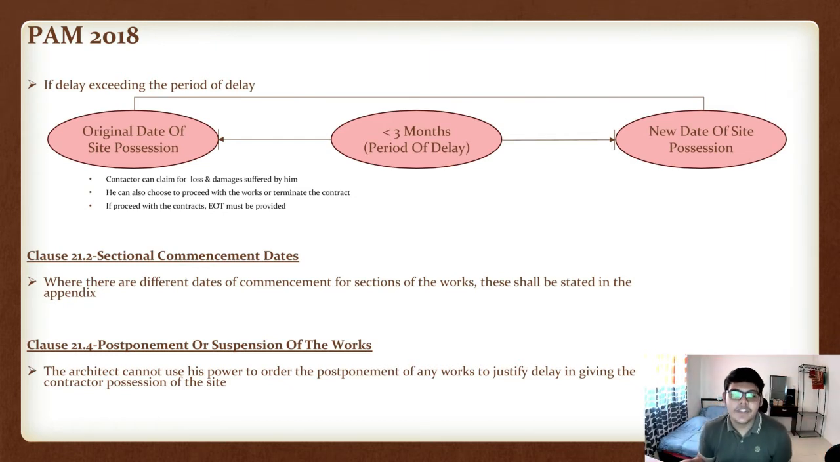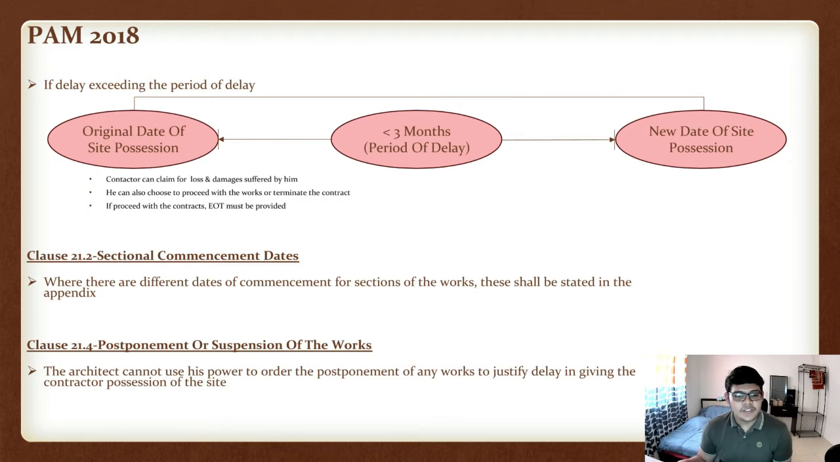Next, clause 21.2 sectional commencement states that where there are different dates of commencement for sections of the work, they shall be stated in the appendix. Based on this clause, if there are two dates of commencement for sections of work, they must be stated in the appendix.